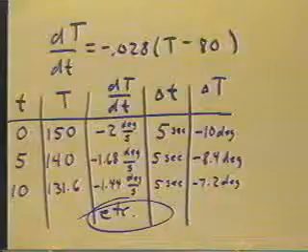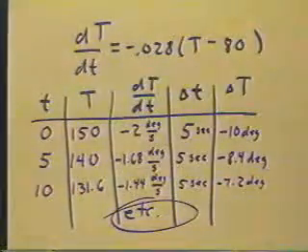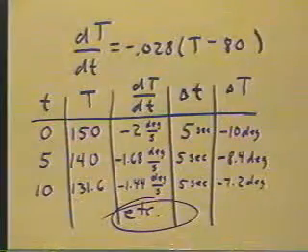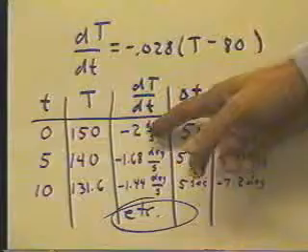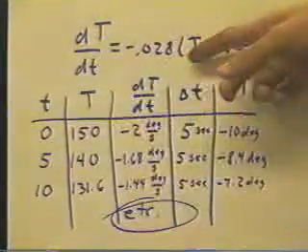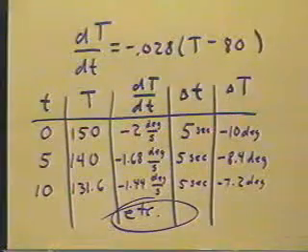Now let's say that we know that at clock time t equals 0, the temperature is 150 degrees. We can use this equation if we didn't already know what the rate was: we plug 150 in here and multiply this out, and we end up with -2 degrees per second.